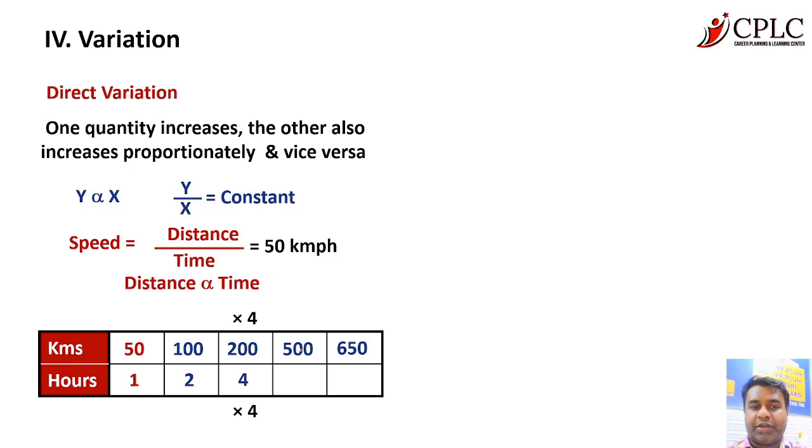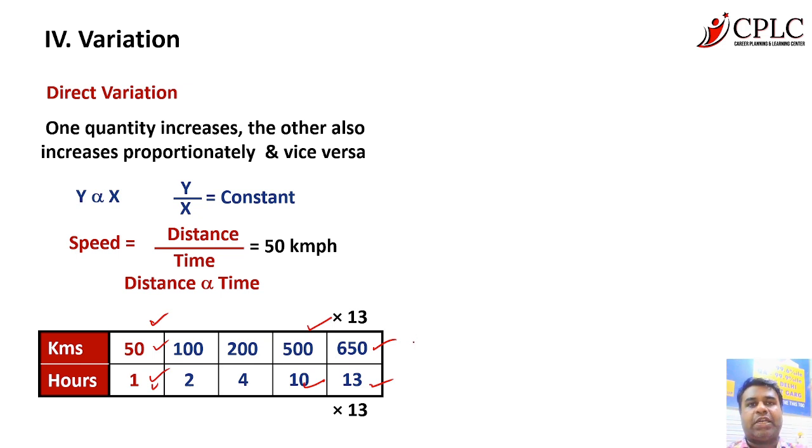200 to 500. So this is increasing again. If you relate it with respect to 50, this is 10 times, so time will also become 10 times. With respect to 50, this is 13 times, right? So 50 into 13 is 650. So the number of hours will be 1 into 13, which is 13. So this is the concept of direct variation.